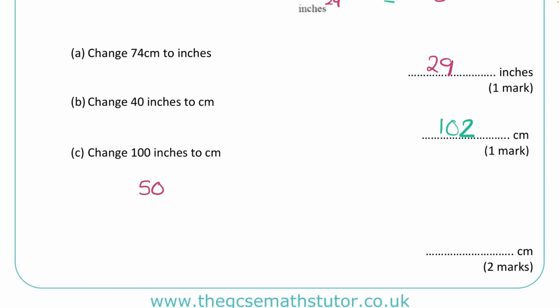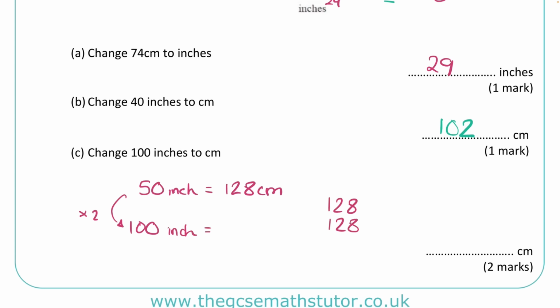So if 50 inches is equal to 128 centimetres, then we would times this by 2, and our 100 inches would be double the 128, which we could just do in column addition. 8 and 8 is 16, 5 and 2. So 256 centimetres as our final answer.